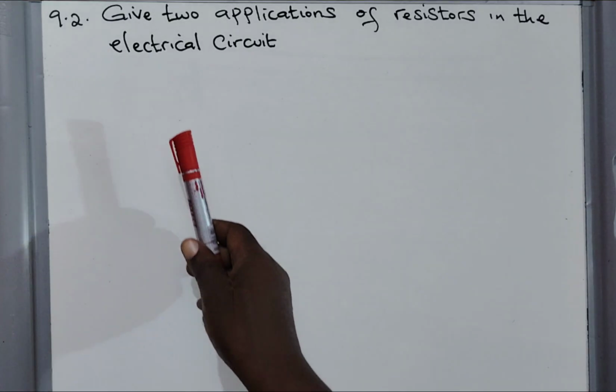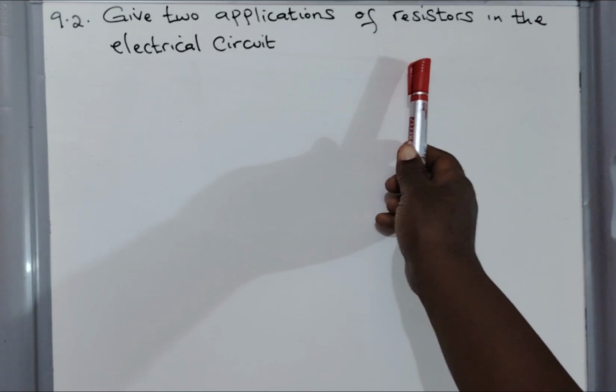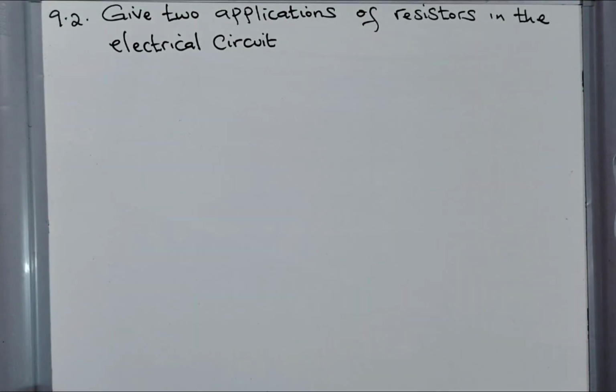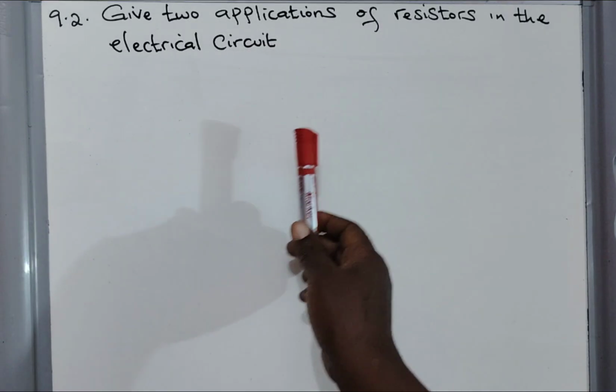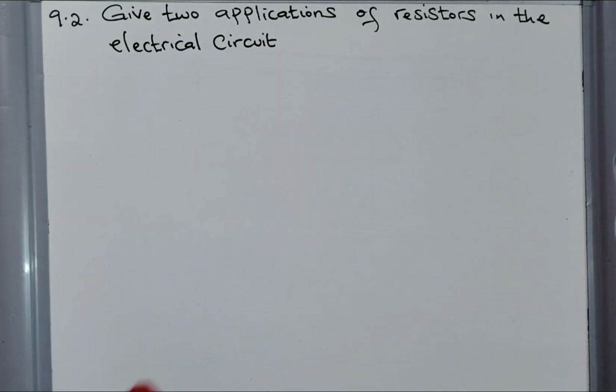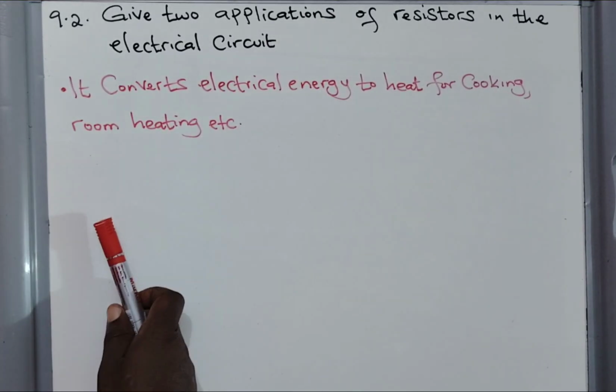Then we come to this one. It says, give two applications of resistors in electrical circuits. In electrical circuits, how do we make use of resistors? The first one is that resistors convert electrical energy to heat. The heat which we use for cooking, kettle, for room heating. So that is it.